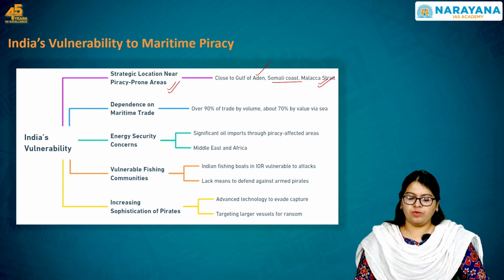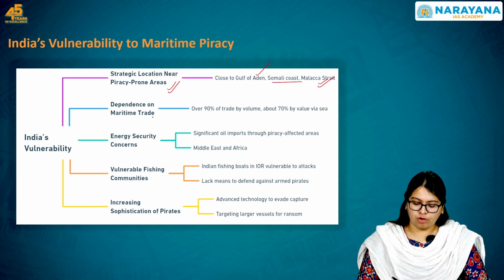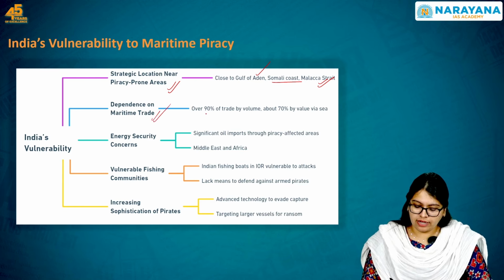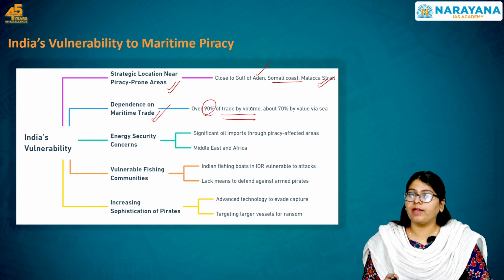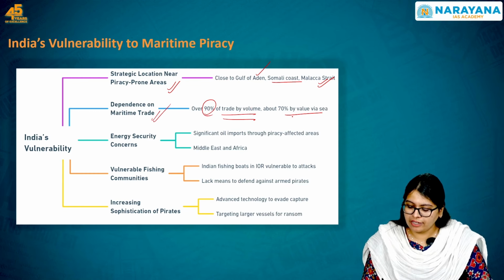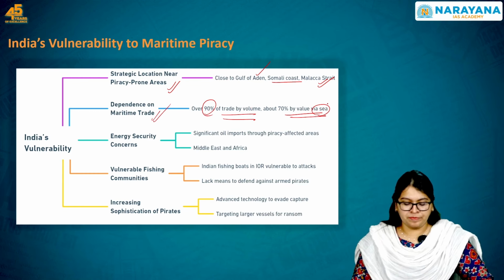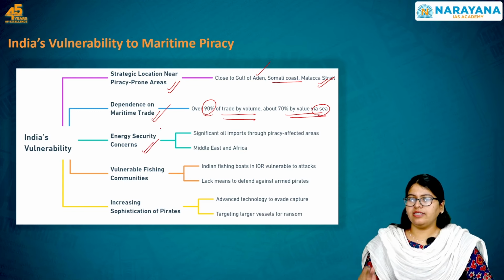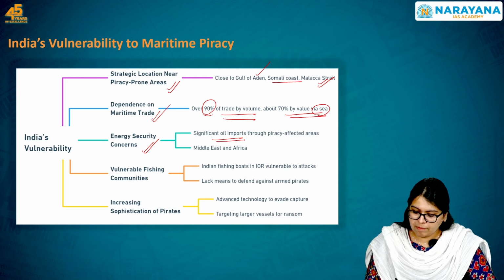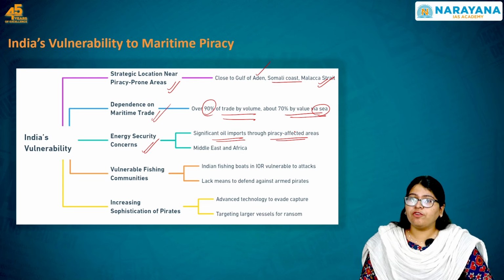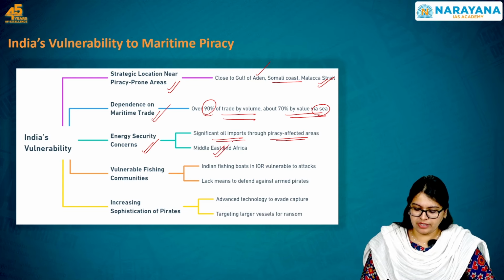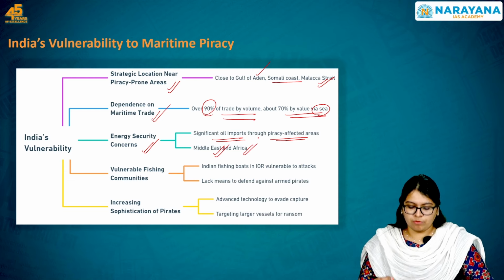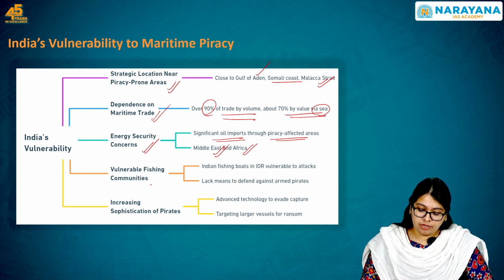The next one is that we depend on these seas for our maritime trade, because overall 90% of trade by volume and about 70% of trade by value takes place via sea for India. Then moving forward, we have energy security concerns also, because these maritime routes carry significant oil imports, okay? And this happens through the piracy affected areas, and for oil as well as energy, we are extremely dependent on the Middle East as well as the African countries. So moving forward, we also have vulnerable fishing communities.